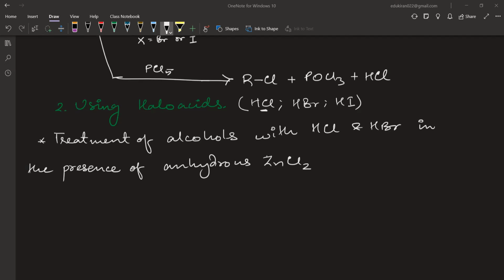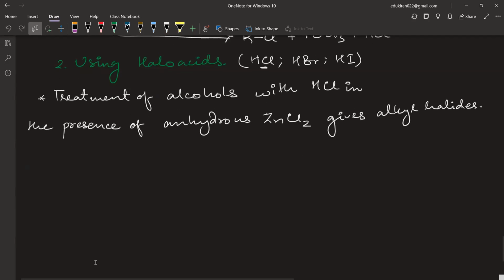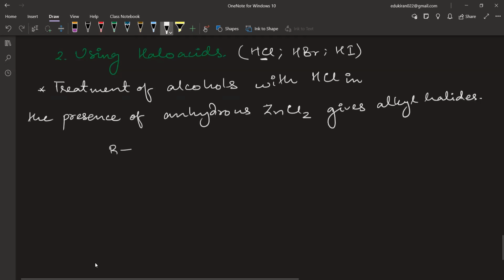Wait a second. Here you leave this out. HBr, can you please cut the HBr? Let us write for HCl, which is important right now. In the presence of anhydrous ZnCl2, it gives alkyl halides. That means you have ROH with HCl. In the presence of ZnCl2, you will be getting RCl. Okay. There is also a water byproduct.